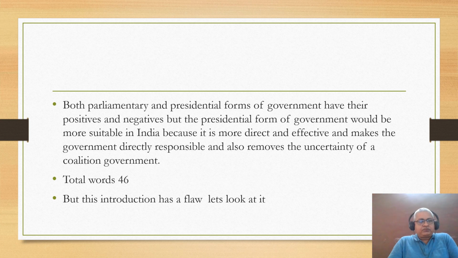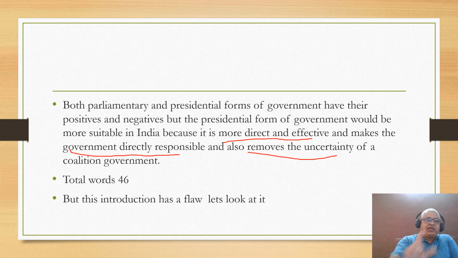So let's see. Both parliamentary and presidential forms of government have positives and negatives, but the presidential form of governance would be more suitable in India because it is more direct and effective. First point, makes the government directly responsible. Second point, removes the uncertainty of coalition government. So I've taken all these arguments and put them in the opening lines, right? The total is 46 words, and this gives you the introduction to your essay.